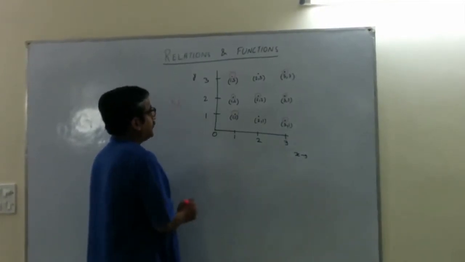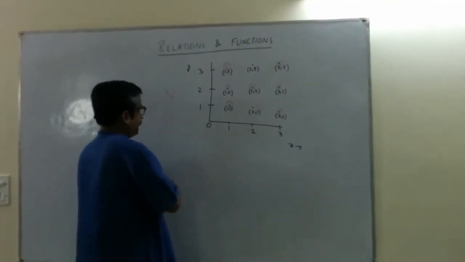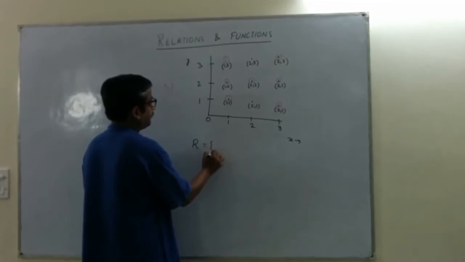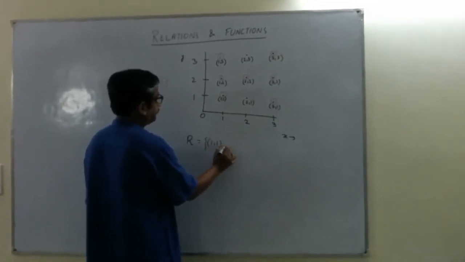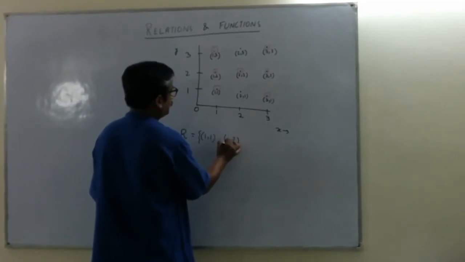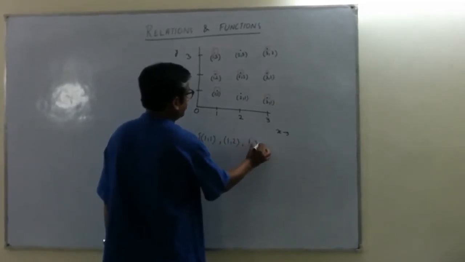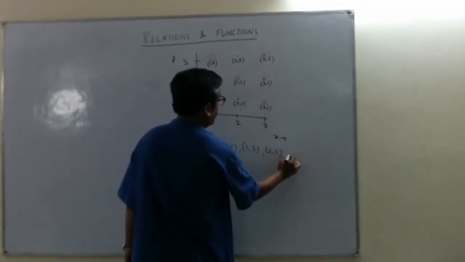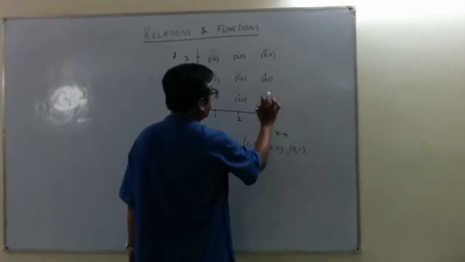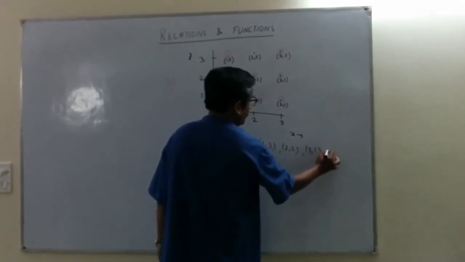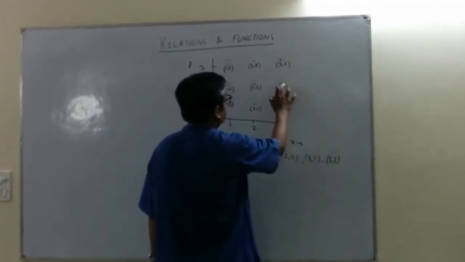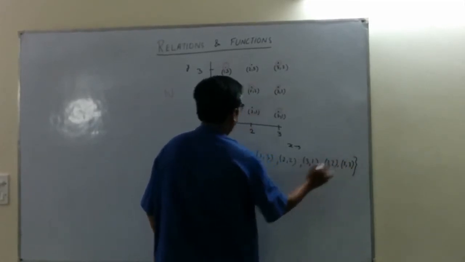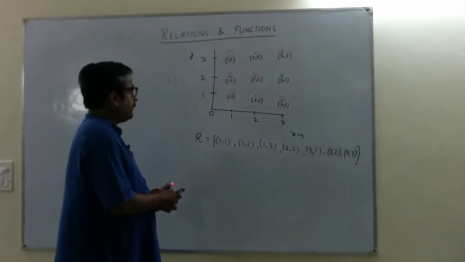So what will be the relation set? The relation set in this case will be 1, 1, 1, 2, 1, 3, 2, 2, that is this point, 3, 1, that is this point, 3, 2, that is this point, and finally 3, 3. This will be the relation set.